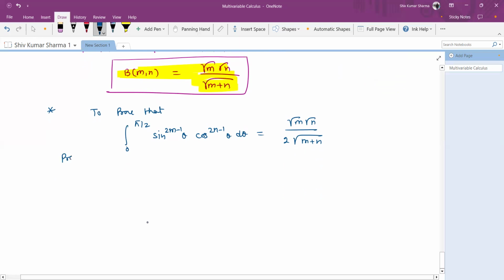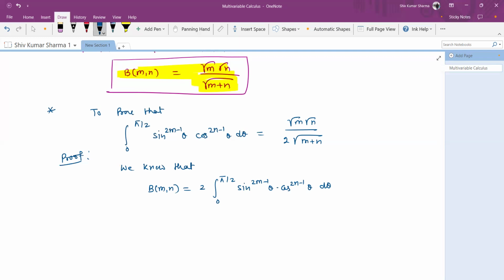So we prove this. We know that beta mn is equal to twice of integral 0 to pi by 2 sine 2m minus 1 theta cos 2n minus 1 theta d theta. Okay.